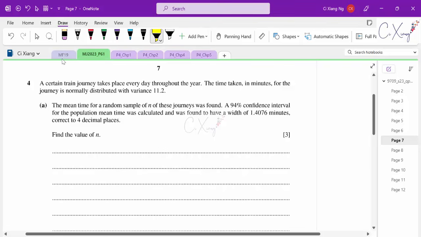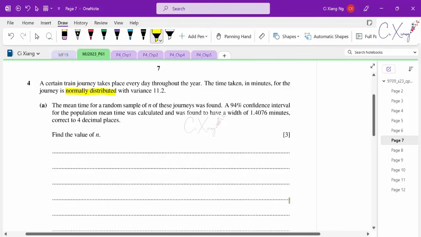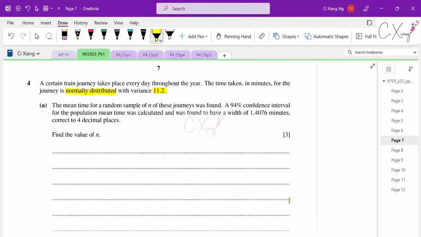Okay, so at question number 4 now. There's a certain train journey that takes place every day throughout the year. So the time taken in minutes for the journey is normally distributed, so maybe you can highlight the keyword normally distributed, with variance 11.2. Then we are talking about the time taken for the train journey. The mean time for a random sample of n of these journeys was found, and then a 94% confidence interval for the population mean time was calculated and was found to have a width of 1.4076 minutes, correct to 4 decimal places. So first they want us to find the value of n.